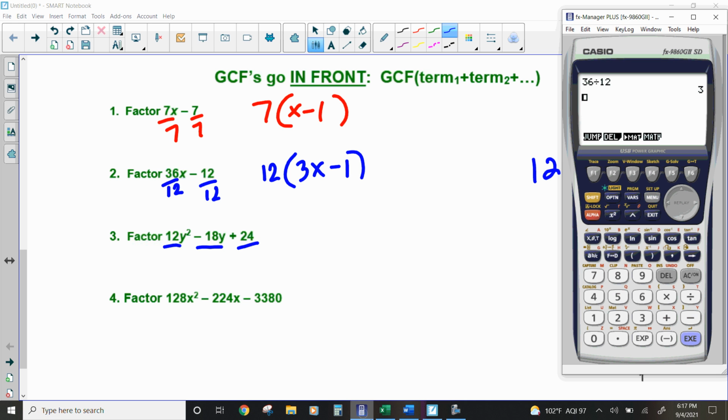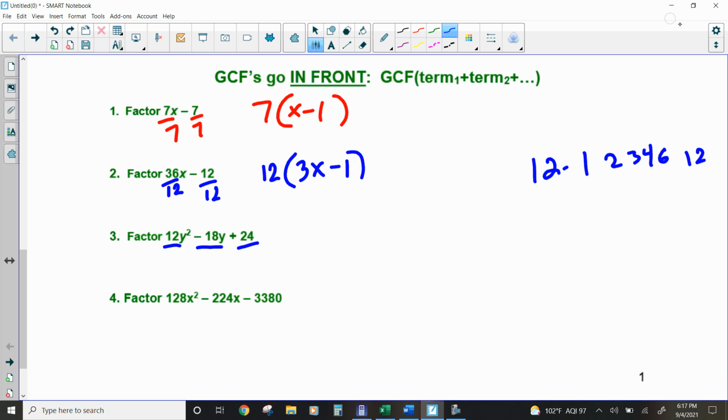If I show you in the calculator, this is what it would look like. 18 divided by 12 gives you a decimal. So we can't use 12, so we have to go smaller. So we try 6. 24 divided by 6 works. 18 divided by 6 works. And 12 divided by 6 works. So 6 is actually going to be this GCF.